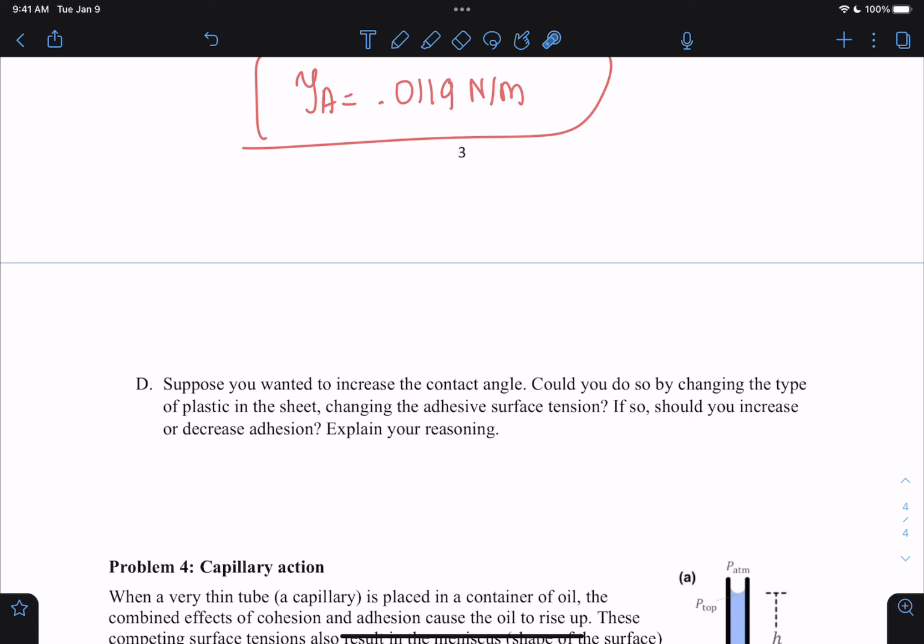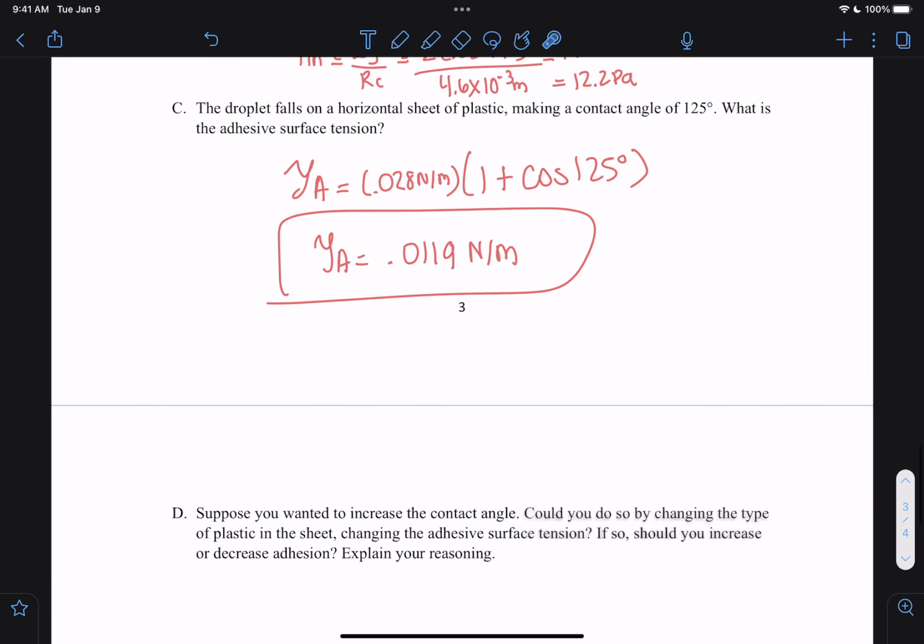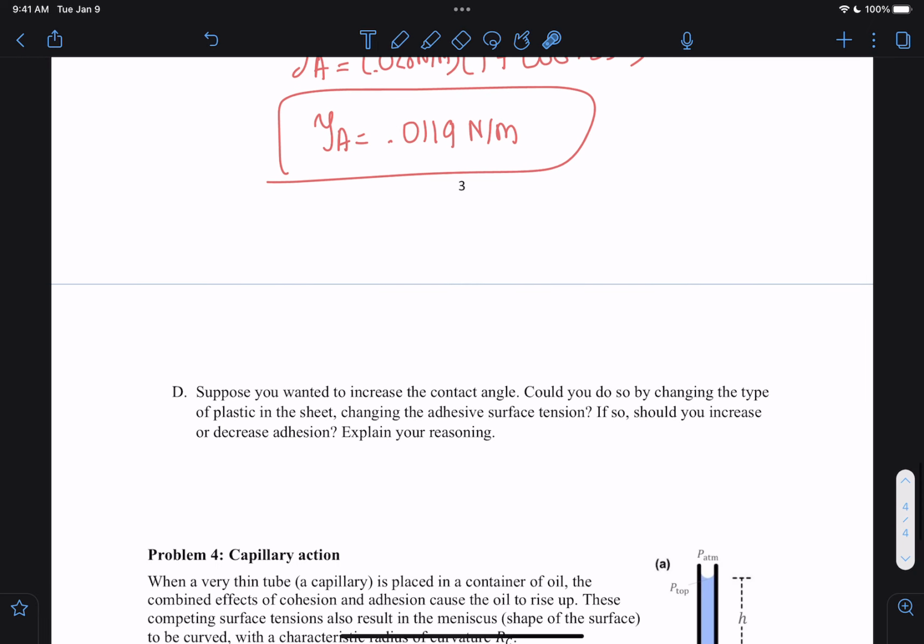You could change the type of plastic or material, and we would change the material in a way to reduce adhesion, because if we reduce adhesion, we would have to increase the contact angle, or vice versa. If we want to increase the contact angle, this would result in a decrease in adhesive surface tension. That's what I meant.